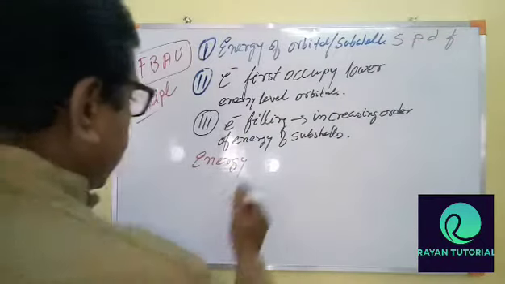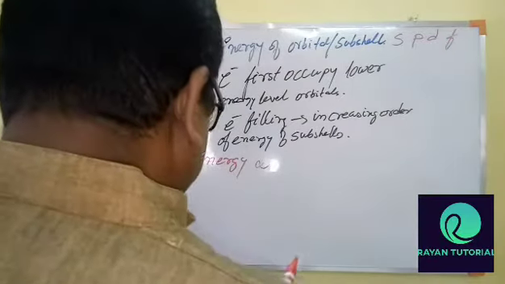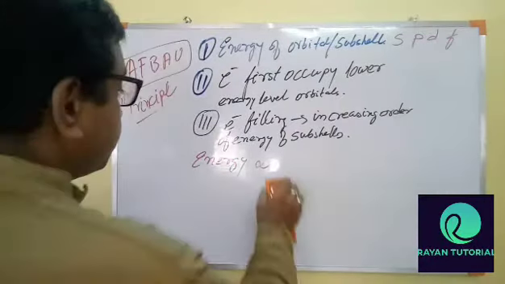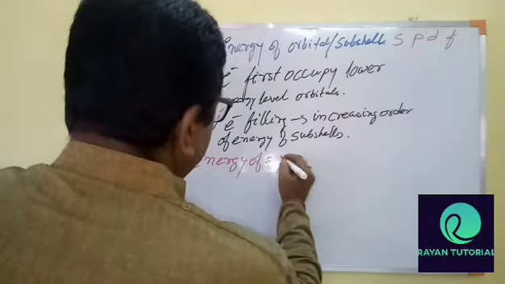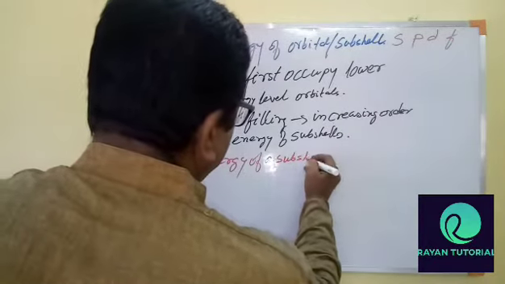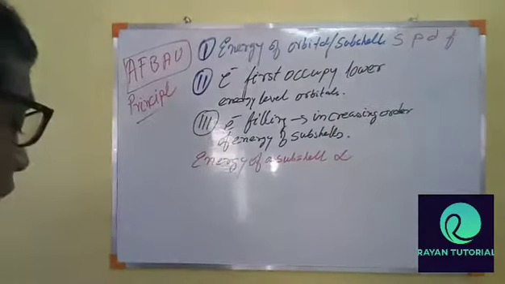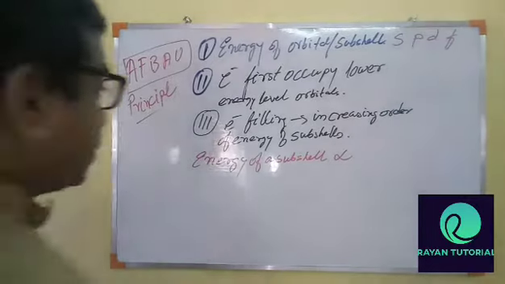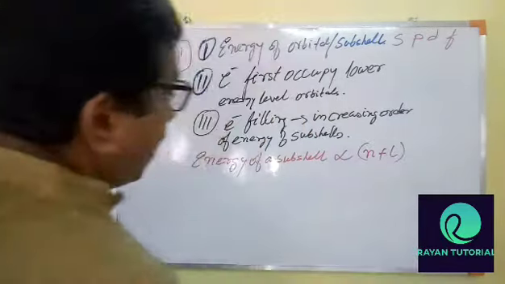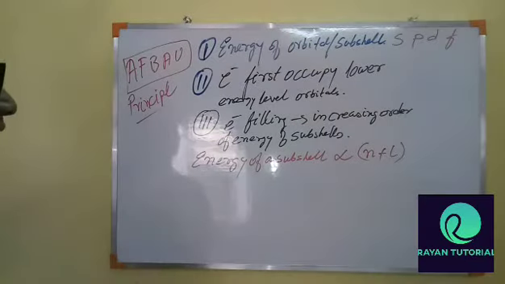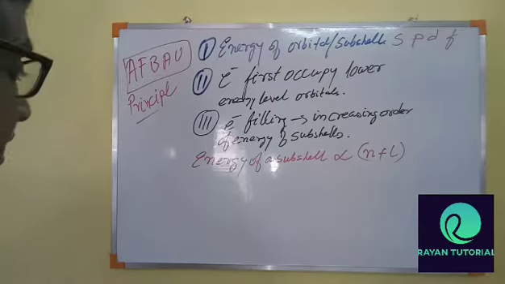So it's a rule, it's a principle. Energy of a subshell is directly proportional to N plus L. Copy all these things. Energy of a subshell is always proportional to N plus L. Now what is N and what is L?